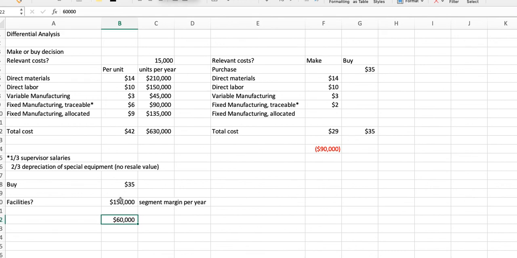But again, we're making a lot of assumptions here. We're making an assumption that it will bring in $150,000 segment margin per year. We're making an assumption that we can eliminate this cost, the supervisor's salaries, if we buy. And so, again, this is just looking at the numbers. And so the question, should we take it? Yeah, we should. If we can take that space and use it for something else, then we definitely should take the offer.